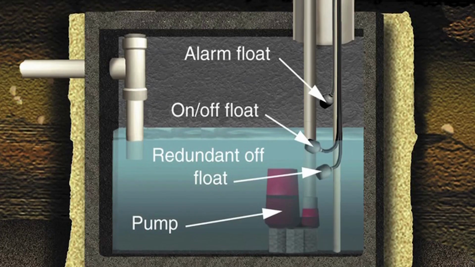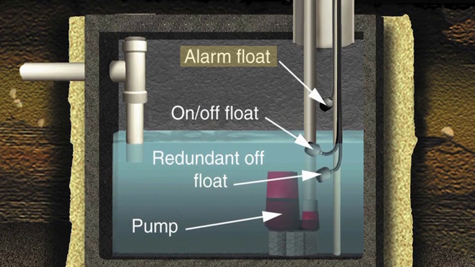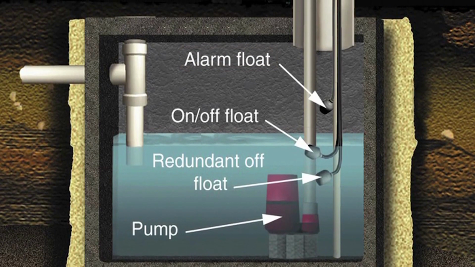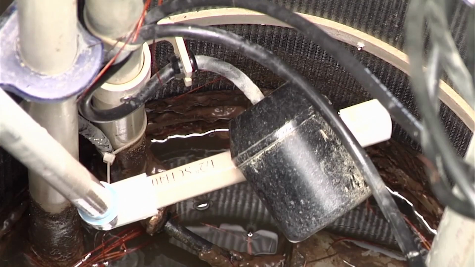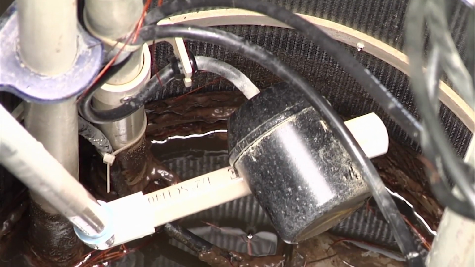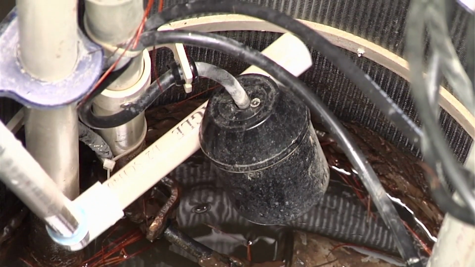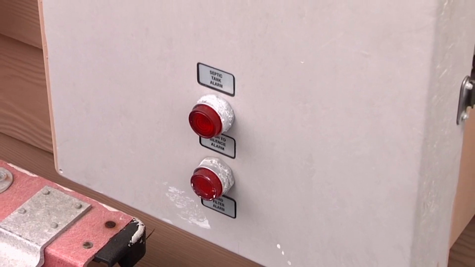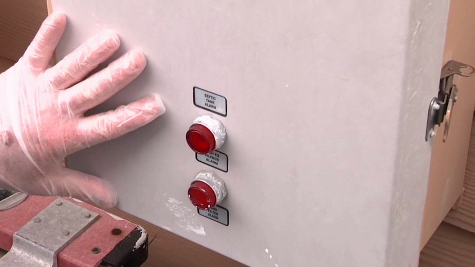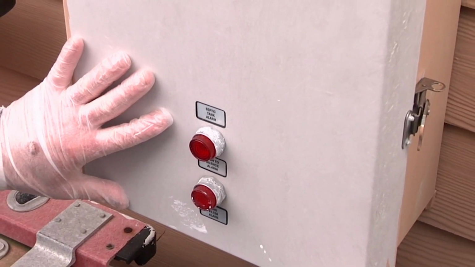The third and highest float is the alarm float. If the pump fails or too much wastewater enters the pump tank, the wastewater level rises and lifts the alarm float. If the alarm sounds on the control panel, push to silence it and then call a licensed professional right away. The alarm is there to let you know there's a problem with the system, so don't ignore it.